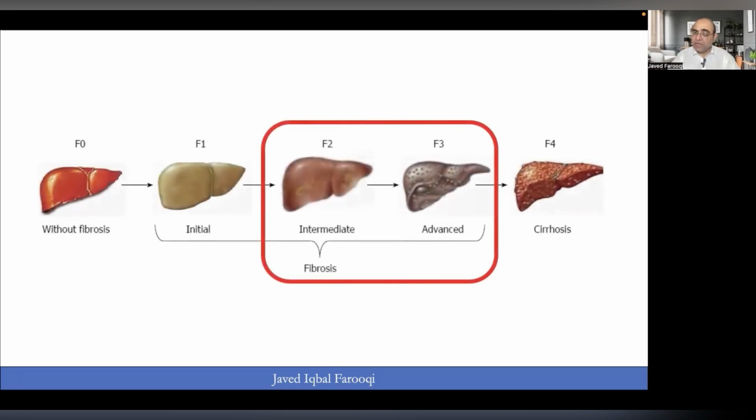So the resmetirom is indicated in F2 and F3 fibrosis. There is no clinical benefit or significant clinical benefit when you use them in F0 and F1. And the data of using resmetirom in F4 fibrosis or cirrhosis is still awaited. So the clinical use is advocated in these two stages, when a patient has got F2 fibrosis or F3 fibrosis.